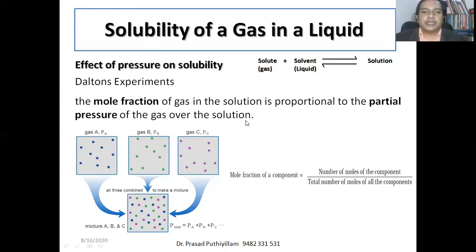So, the partial pressure of the gas. The gas molecules are the solute. Its partial pressure is proportional to the mole fraction of the gas in the solution. That means some of the gas is dissolved in the solvent, that is the liquid. How much gas is dissolved is what the mole fraction tells us. The dissolution is directly proportional to the pressure, or the partial pressure, if you take it in terms of the experiments done by Dalton.